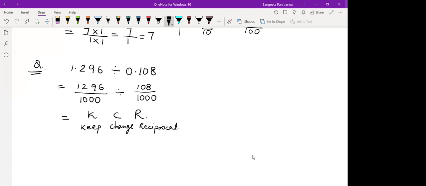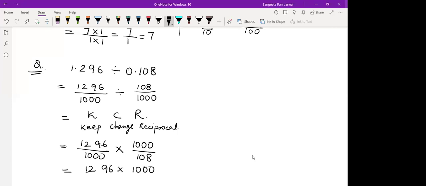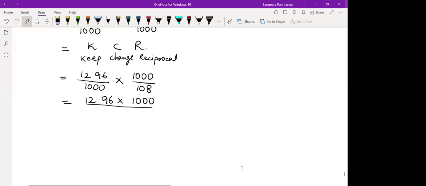Okay. Keep the first number as it is. Change the sign and reciprocal of the second number. Okay. Understood this much? Okay, now we can write it like this. Numerators get multiplied like this and denominators will also get multiplied like this. Okay, so we can write like this.